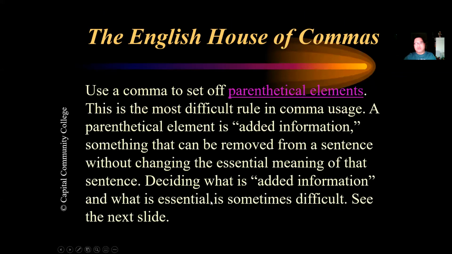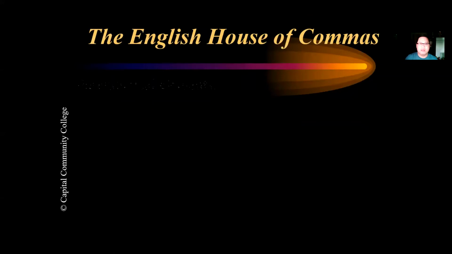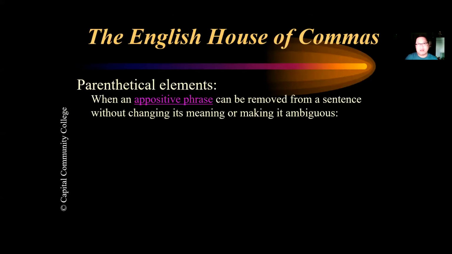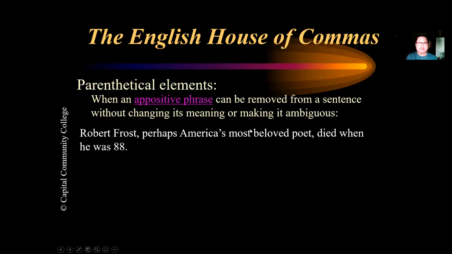Now, when we have parenthetical elements, this is just like additional information. Okay? Parenthetical elements, we call it an appositive. An appositive is a phrase that gives extra information about our subject. Again, an appositive phrase is a phrase that gives added information to our subject. Like this example right here. Our main subject is Robert Frost. Okay, this is our subject, Robert Frost. The added information, starting from perhaps America's most beloved poet, this is the appositive or added information.